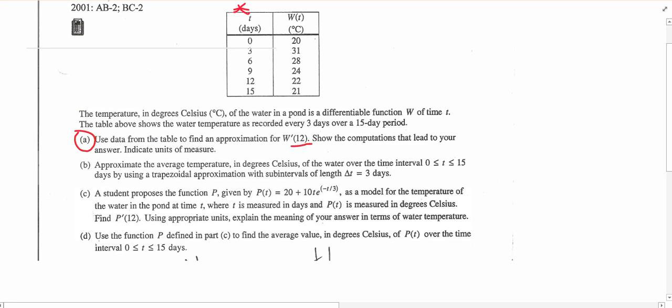So certainly we know that the temperature is 22 degrees there, but we're interested in the derivative of that. So we're looking at it with respect to time, so it's going to be dW over dt. So the units there would be degrees Celsius over time, and that's just the slope. So what we're going to do is use the point 3 days prior at 9 days, and then the point at 15 days, and use that to approximate what the slope might be right there in the middle at 12.